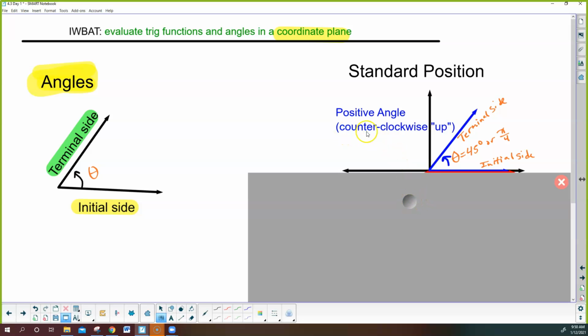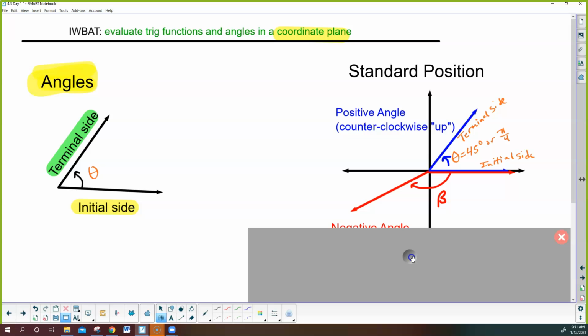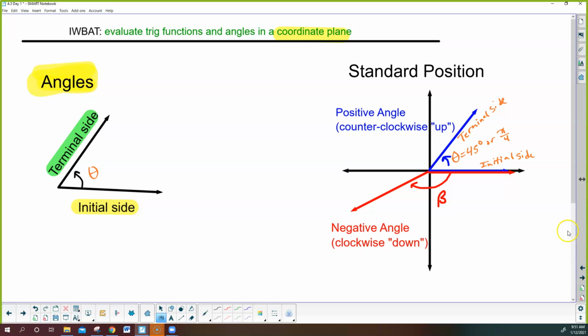But what if I don't go counterclockwise? What if I go clockwise? What does that tell us about the angle? And hopefully this is familiar. We did talk about some of this in Algebra 2. So look at the red angle. I can call this one beta, and here's my initial side. We always have our initial side on the x-axis in the positive direction. As I open downward and I go clockwise around the circle, that's going to refer to a negative angle.